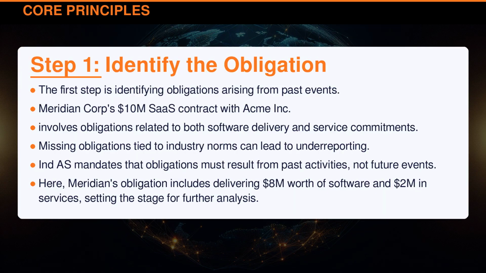The first step is identifying obligations arising from past events. Meridian Corporation's $10 million SaaS contract with Acme Incorporated involves obligations related to both software delivery and service commitments. Missing obligations tied to industry norms can lead to underreporting. Indian Accounting Standard mandates that obligations must result from past activities, not future events. Here, Meridian's obligation includes delivering $8 million worth of software and $2 million in services, setting the stage for further analysis.